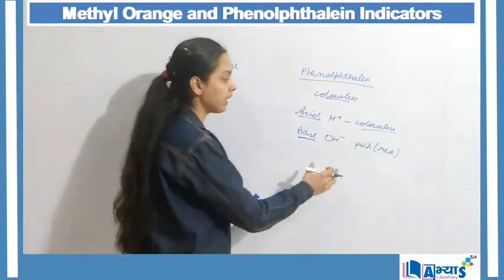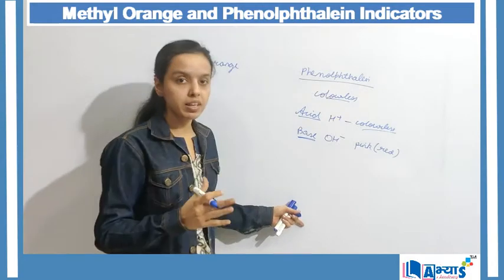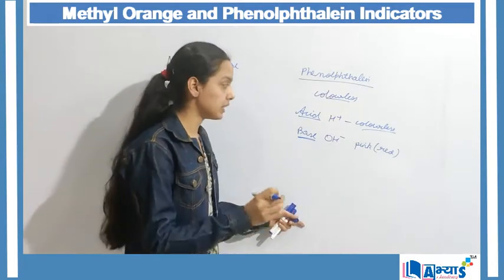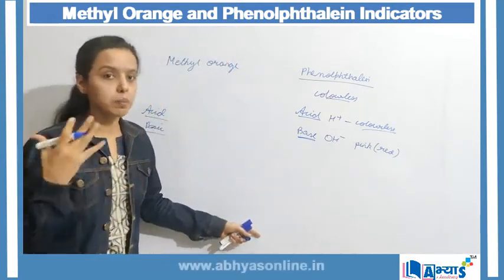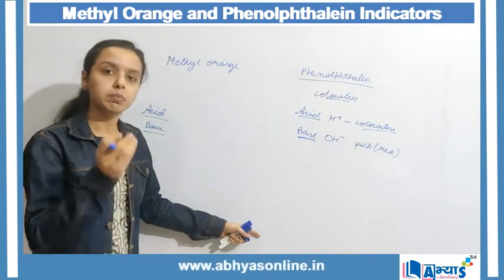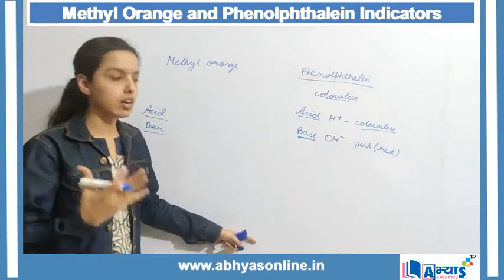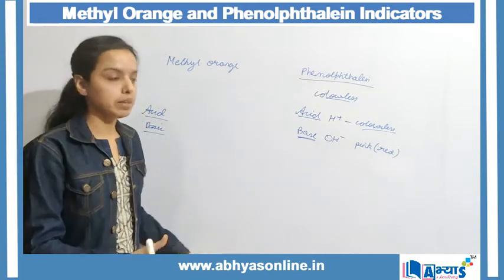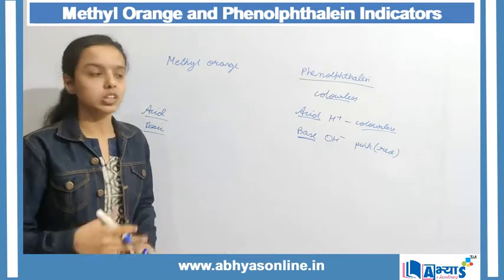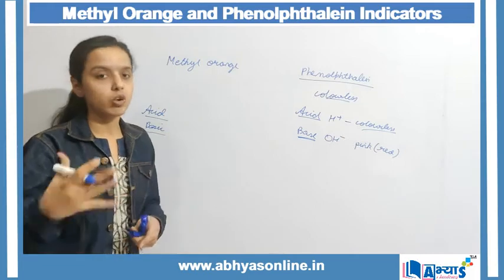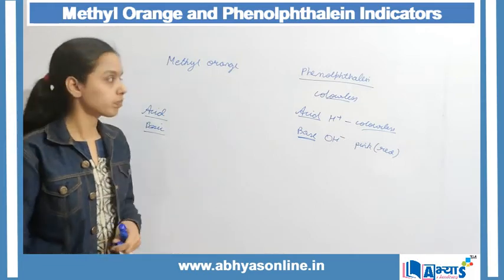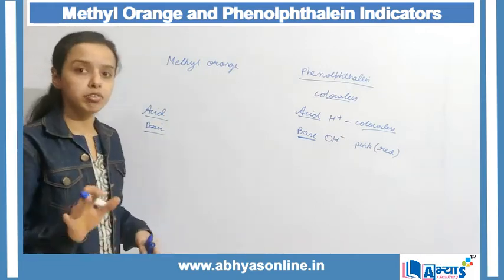Now if we obtain a dark red or dark pink color, that means a strong base was being checked. But if we obtain a lightish color of pink or red, that means a weak base was being tested with this type of indicator. Now this was the concept on phenolphthalein.